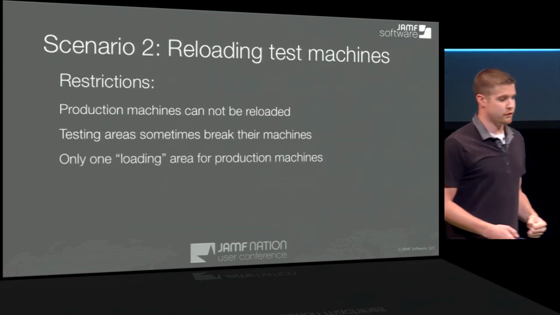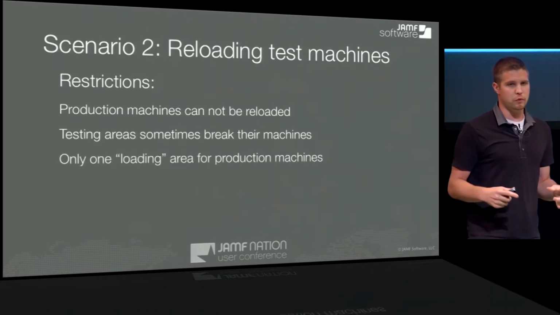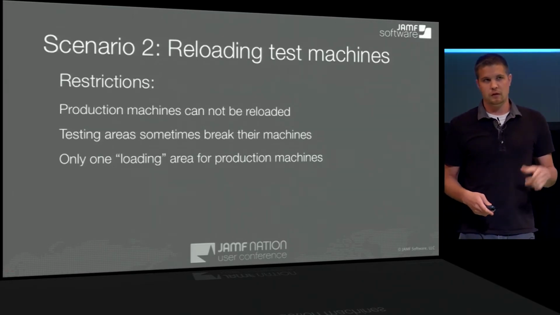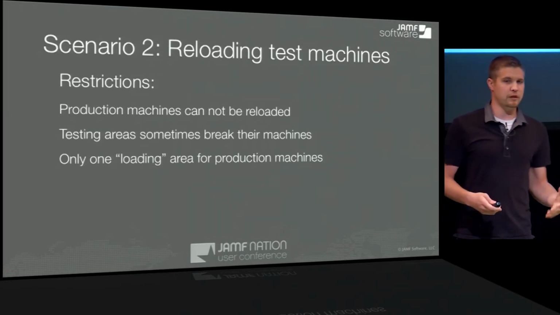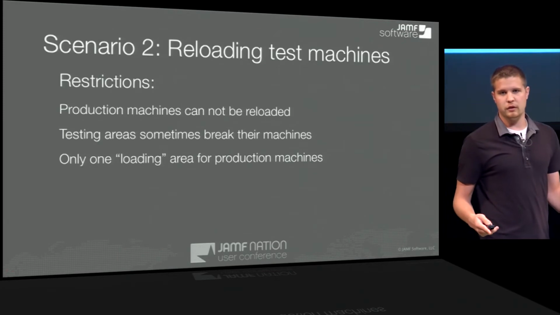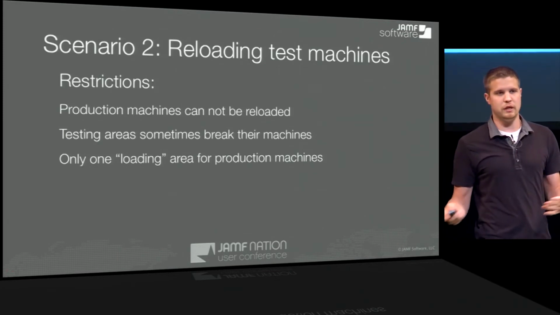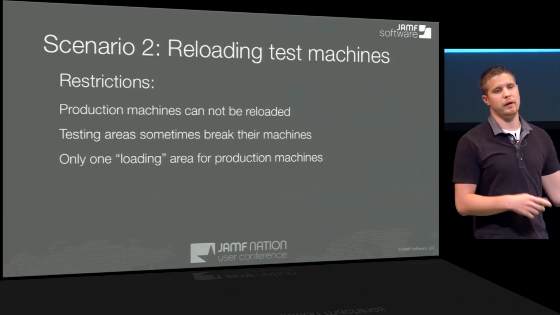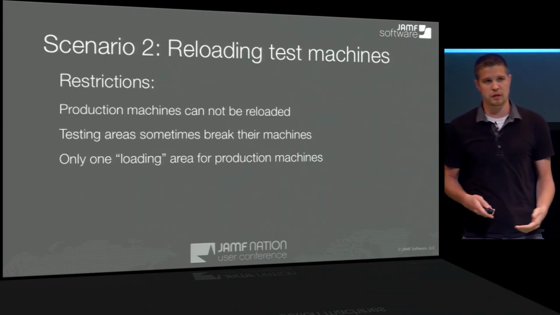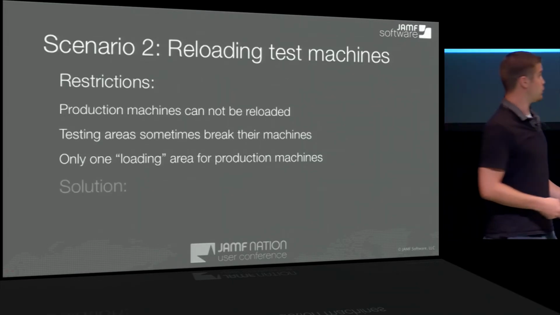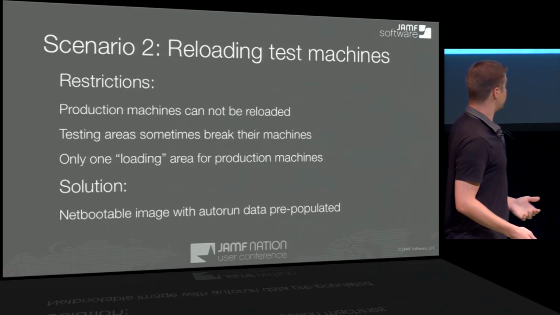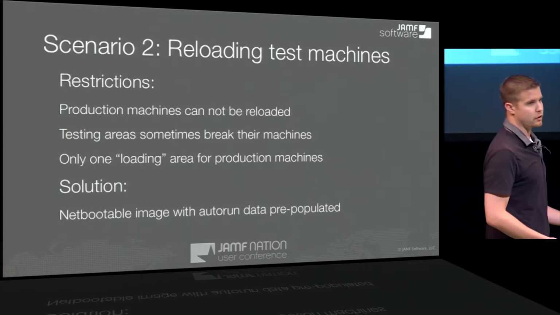The other restriction we have is that we only really have one area that we will load our machines in. There's a long story behind that, but what that means is I don't want somebody in a testing environment to break their machine and potentially be in a different building and have to bring the machine all the way back to us just so we can re-image the machine. So the solution is going to be to use Netboot. And we'll pre-populate that auto-run data.